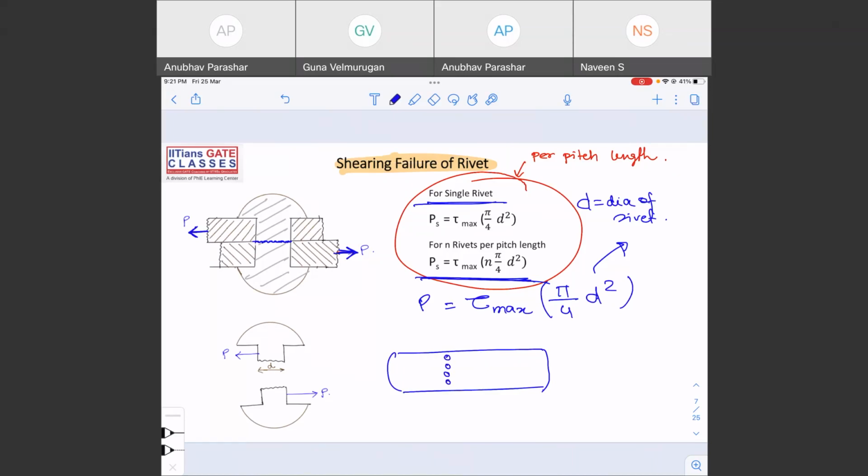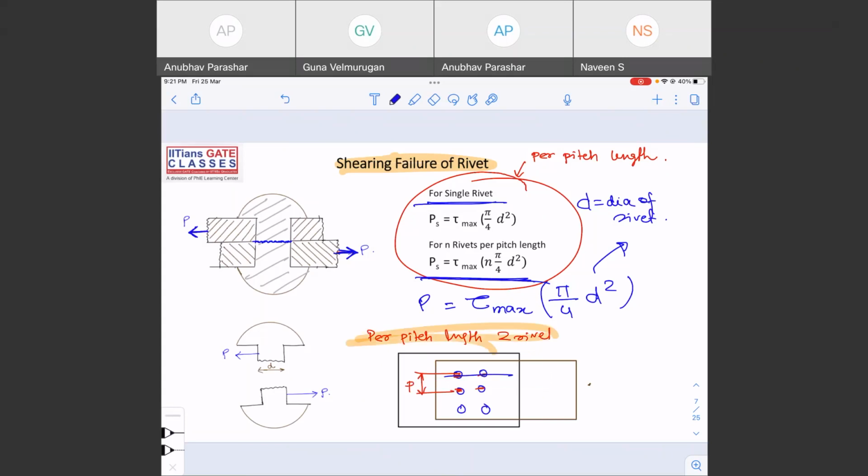Throughout the circumference. And the diameters of boiler drums can be 5 meters, 10 meters also, right? So in that case, a lot of rivets will come. So we'll not take each and every rivet. Instead, we will calculate the strength of the rivet per pitch length. Here I have just shown 3 rivets, but it can go on and on. So we'll not count the rivets, we'll just give the formula per pitch length.